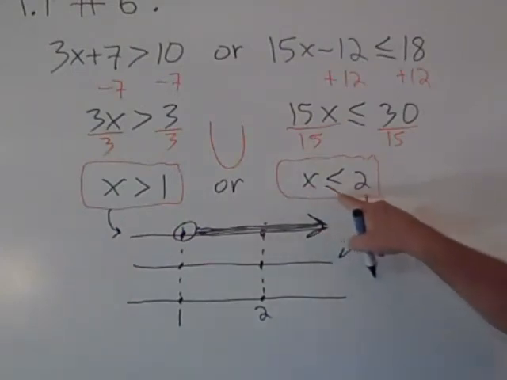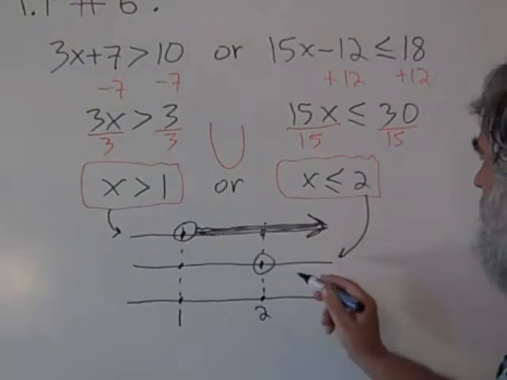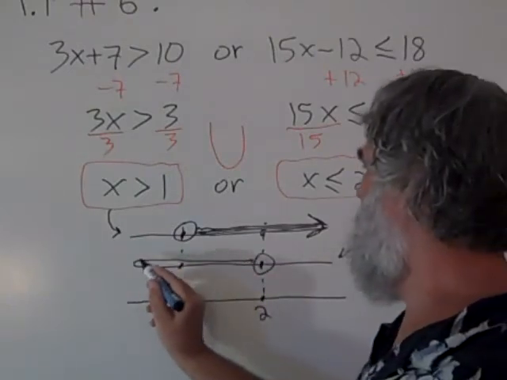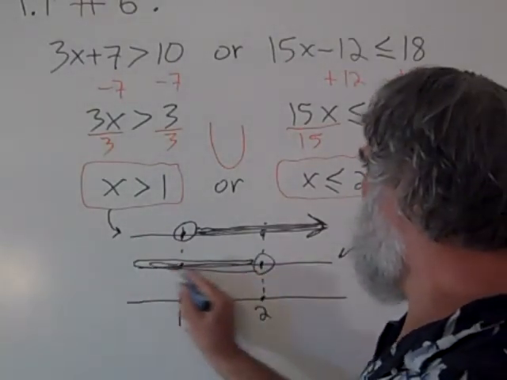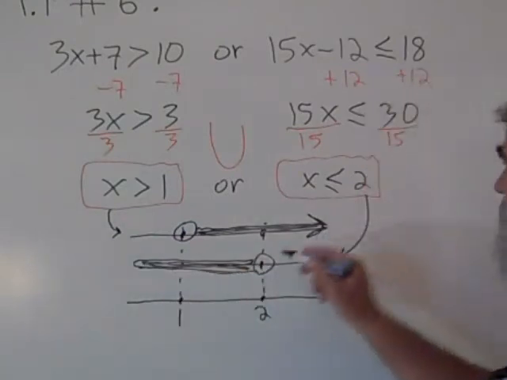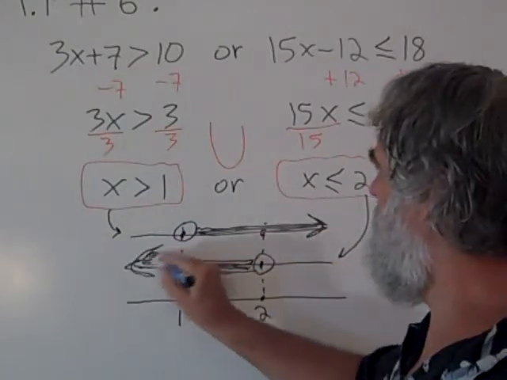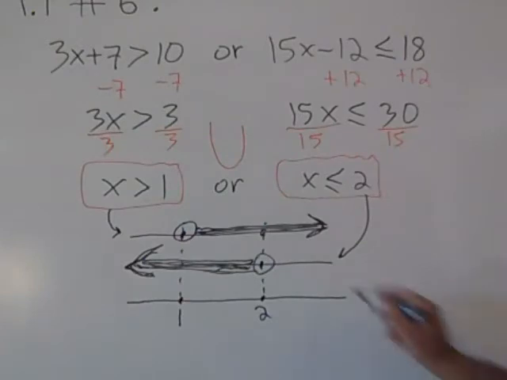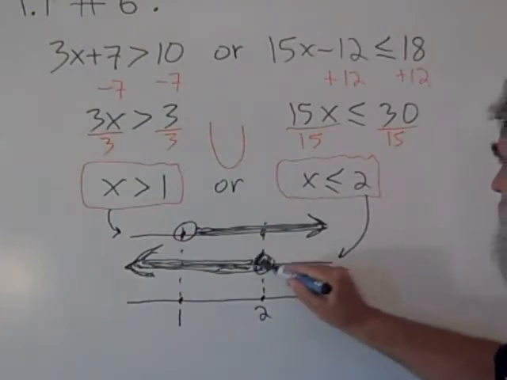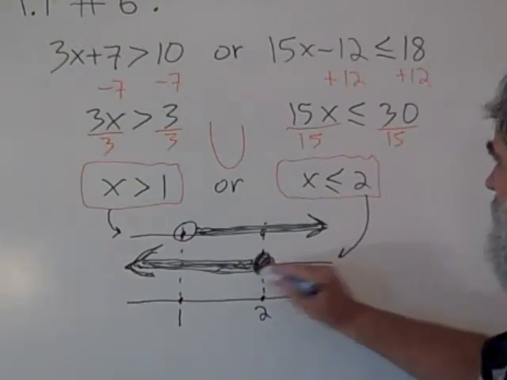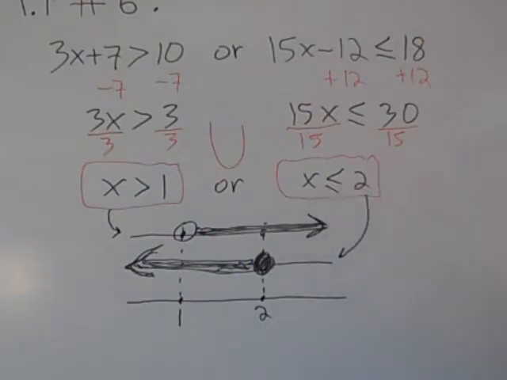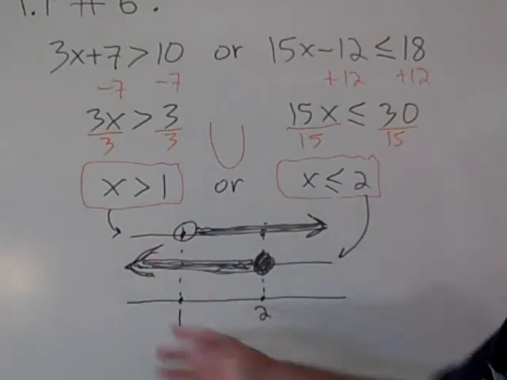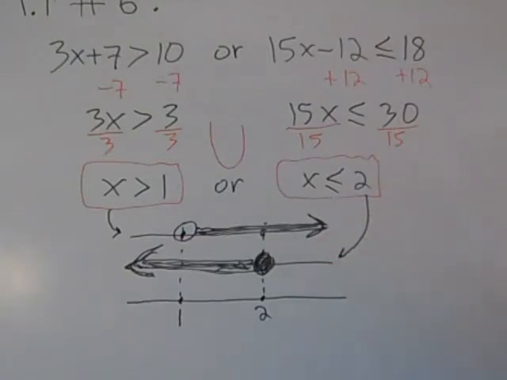X is smaller than or equal to 2. Well, that means it's to the left of 2, or it could be equal to 2 because this one includes the or equal to part. So there's the arrow going that way. And this time we're filling in the little circle because this one is or equal to 2. Now we're looking for solutions that are in one shaded region or the other. Any x that's in one of the shaded regions or the other.